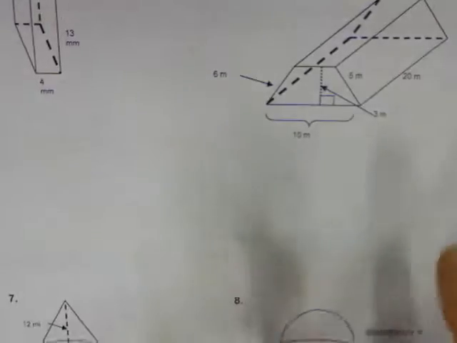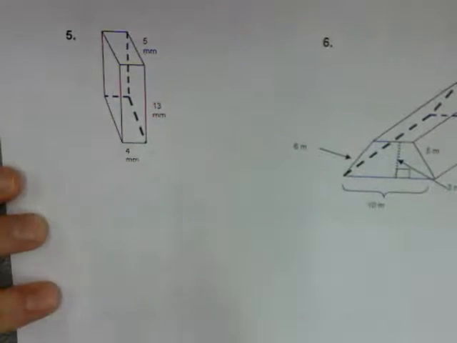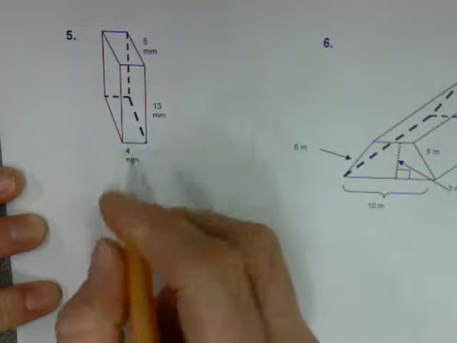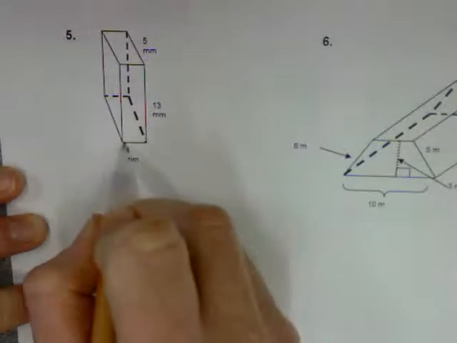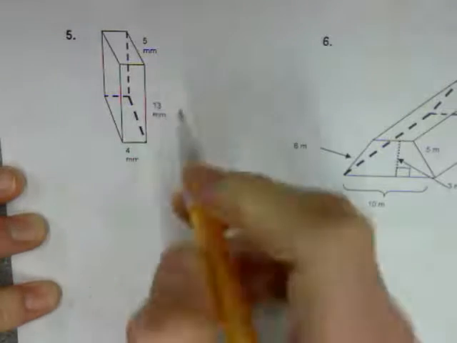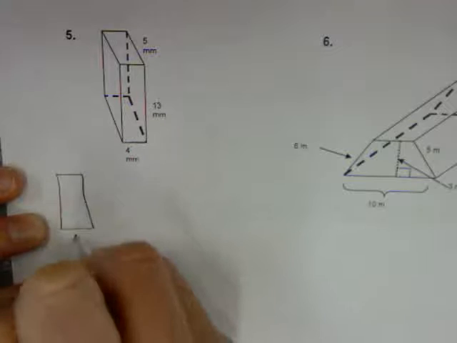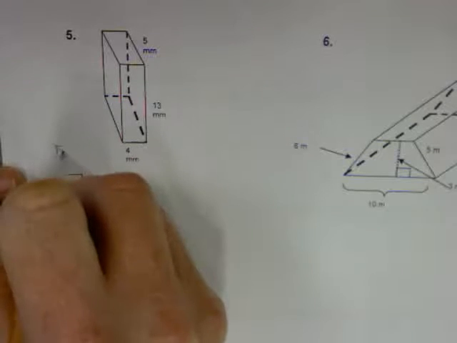Okay, let's go on to number 5. Number 5 is a box or a rectangular prism. We can draw this separately. We have a length and a height. So we have one rectangle that will have a length and the height, which is 4 times 13. This is actually the front and the back.